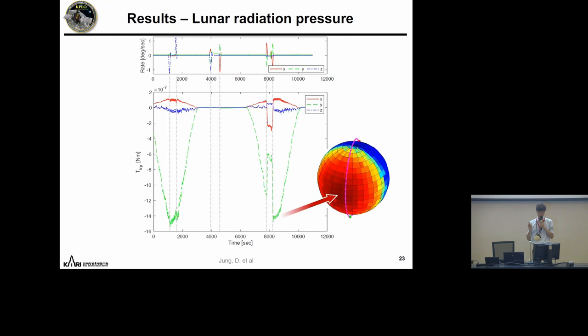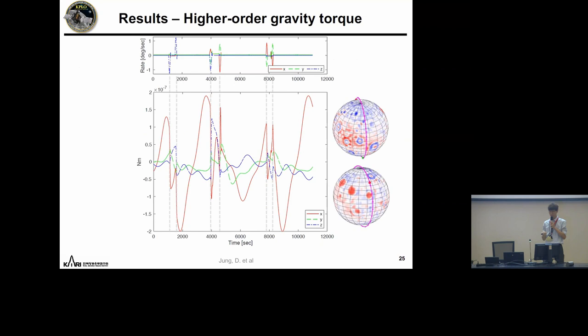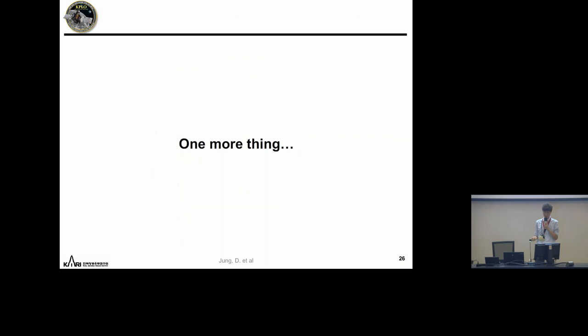There's no radiation pressure. Lunar radiation pressure looks good. And we start off in the hot side. You see there's a very large radiation pressure component then. Gravity gradient torque, these are higher order gravity gradient torques. We actually get something that looks interesting, looks plausible, I think. We start out around here, where there's a lot of gradient. This corresponds to this part. So I think it might be plausible. As you know, gravity is very delicate to measure, but the results seem not so off. The magnitude is pretty good.